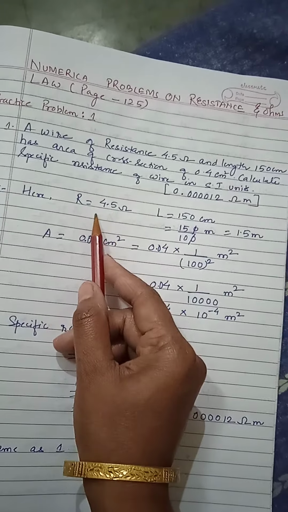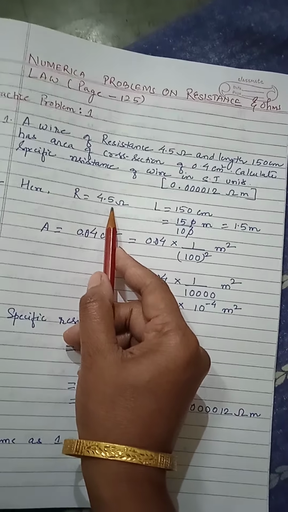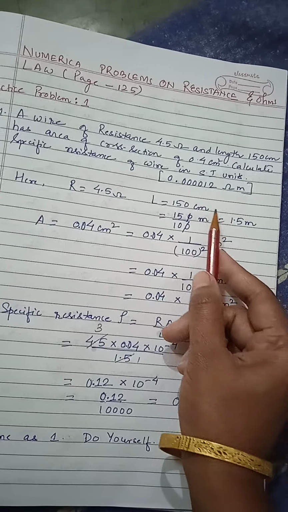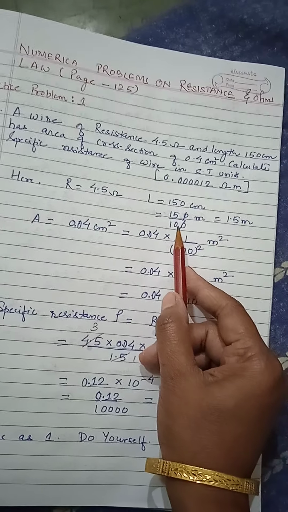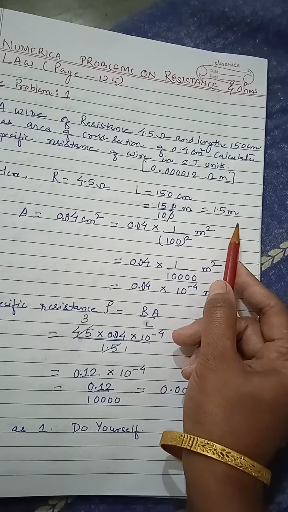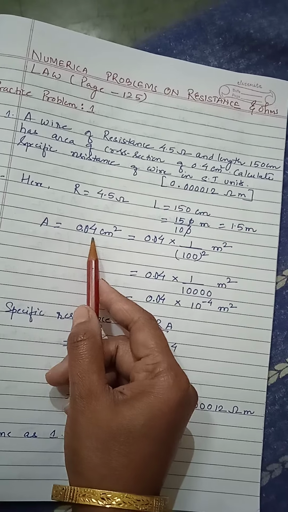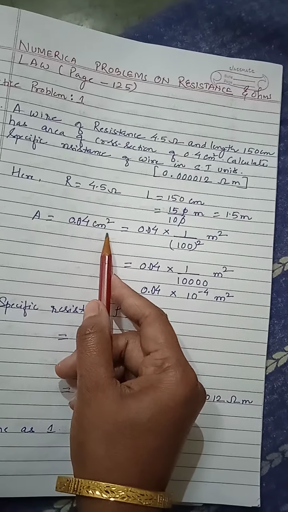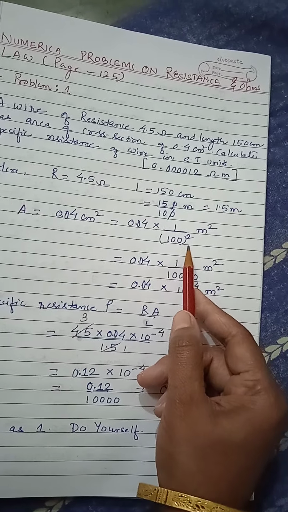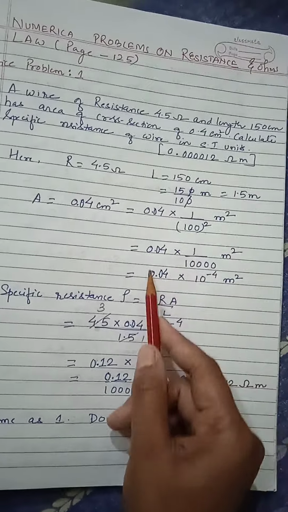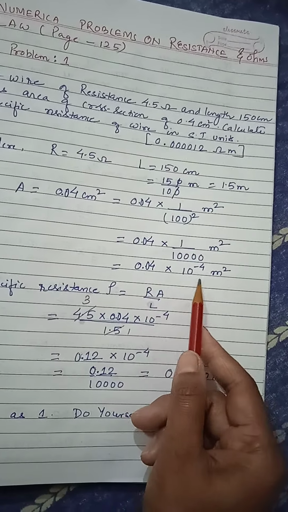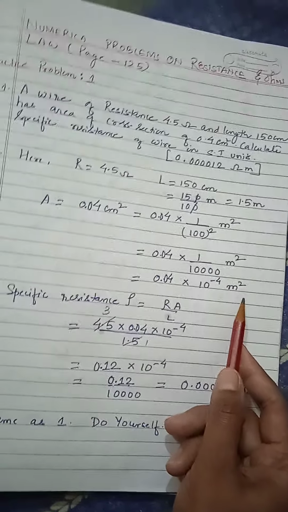So here given is your R equal to 4.5 ohm, that is resistance, L equal to 150 centimeter. So convert it into meter by dividing by 100. It will come as 1.5 meter. A is given as 0.04 centimeter square. Convert this centimeter square in meter square by dividing by 100 square. Then solve it. After solving, we'll get here 0.04 into 10 to the power minus 4 meter square.